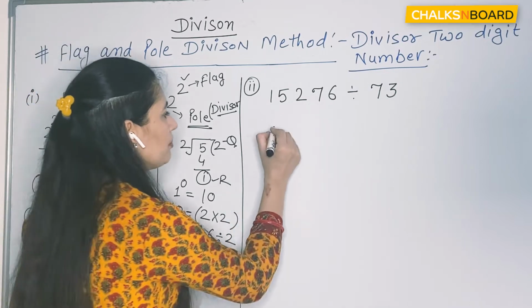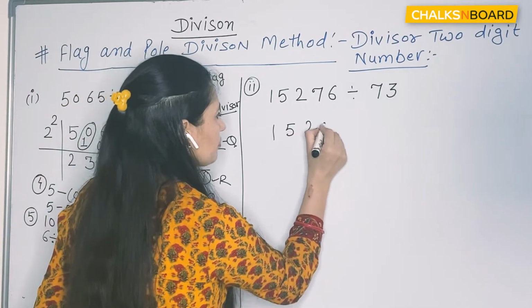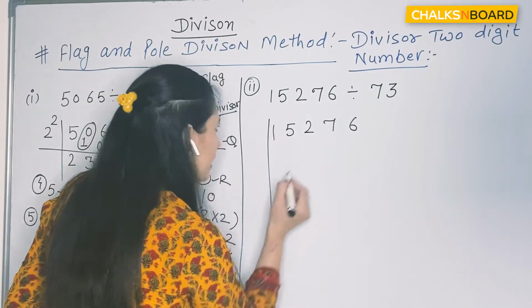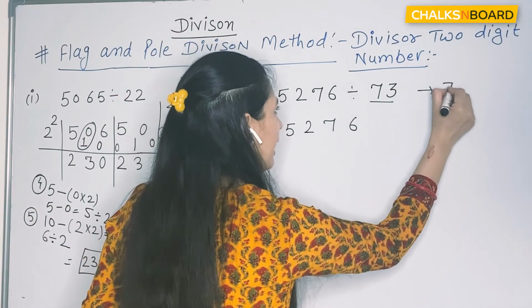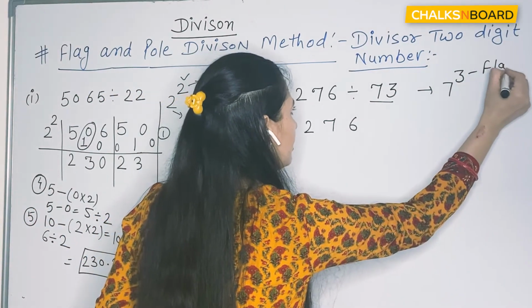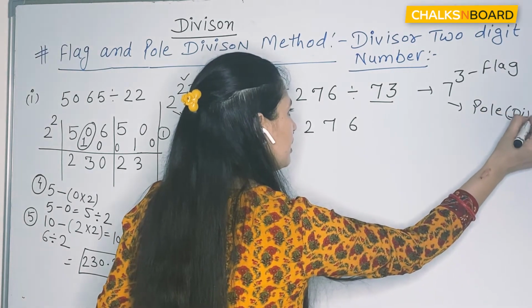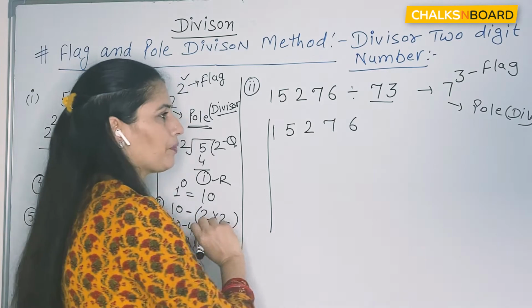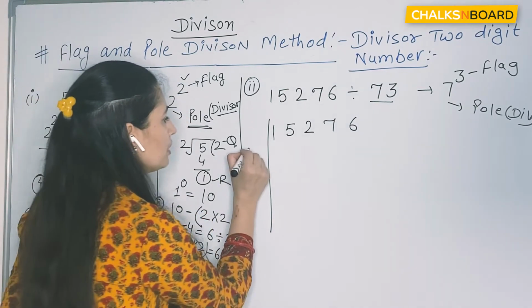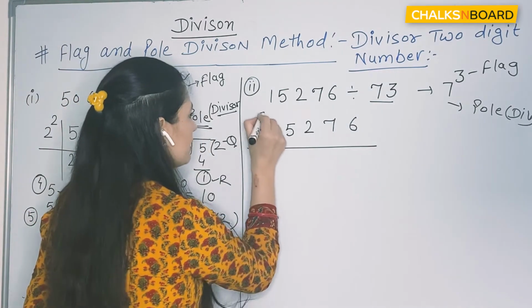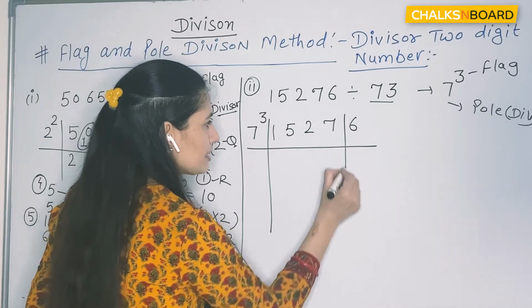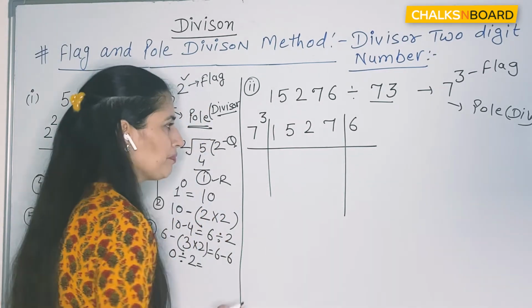So first write the number as it is, and write this 73 like flag and pole. This is our flag and this is our pole. That means this is our divisor, you can say. So now first write the number as it is and split this number by 1 in the same way.